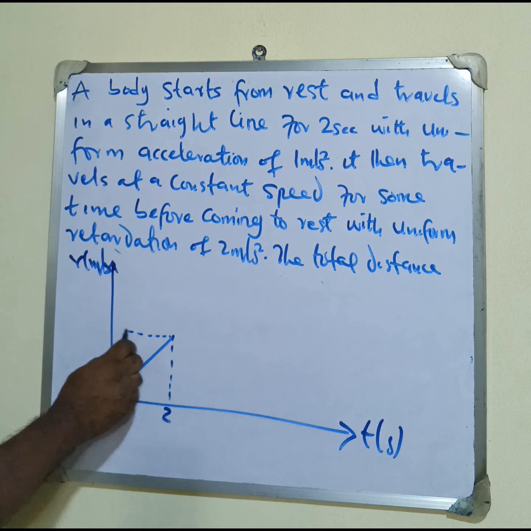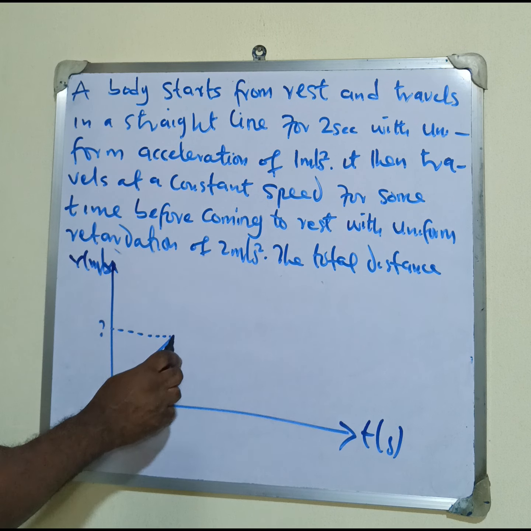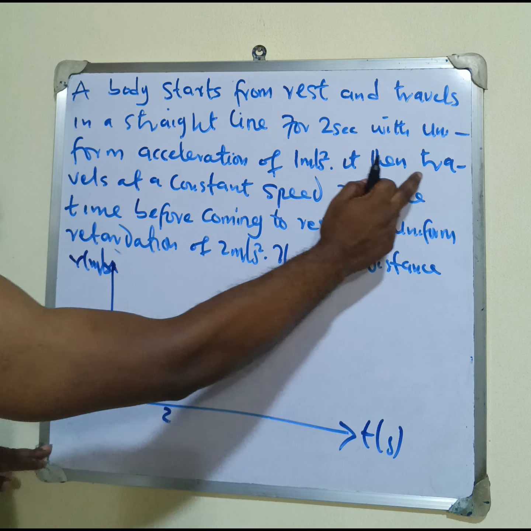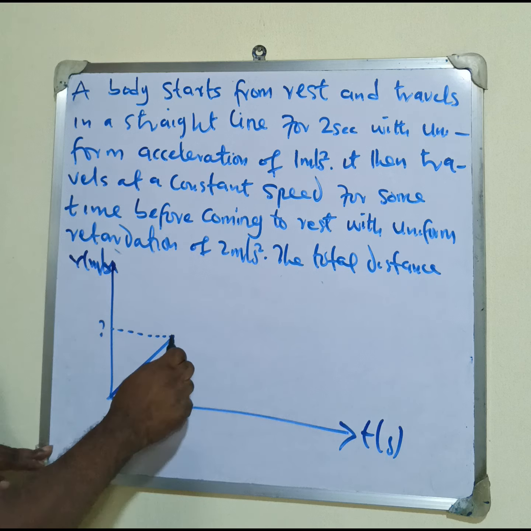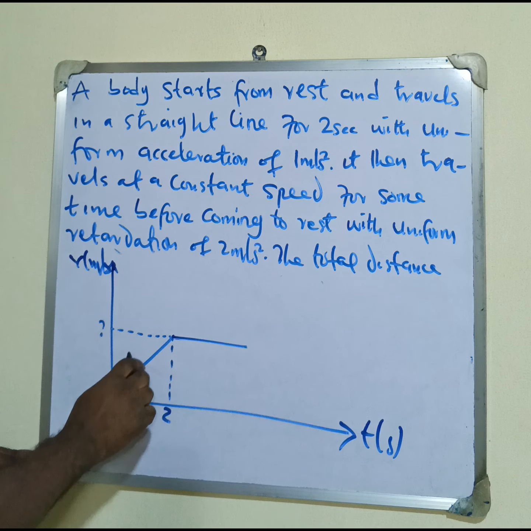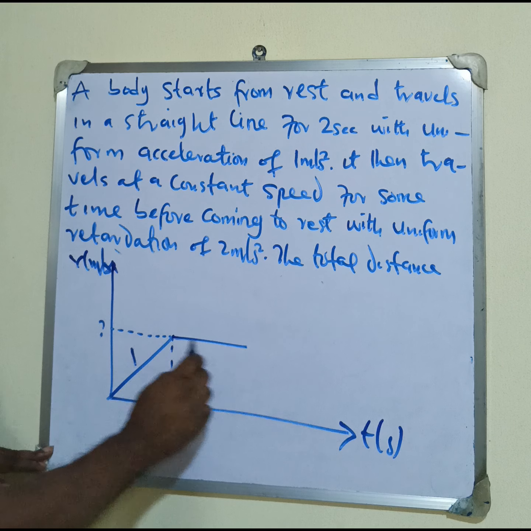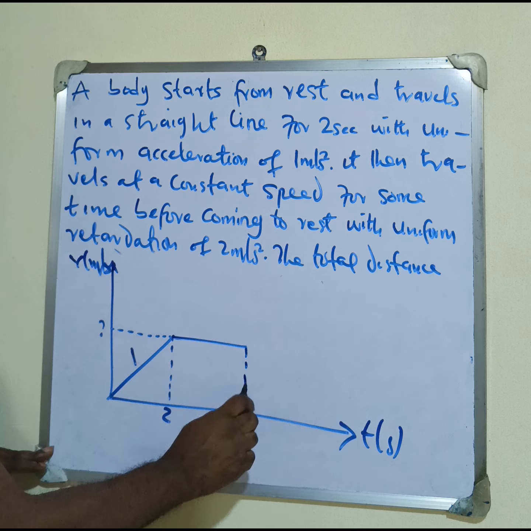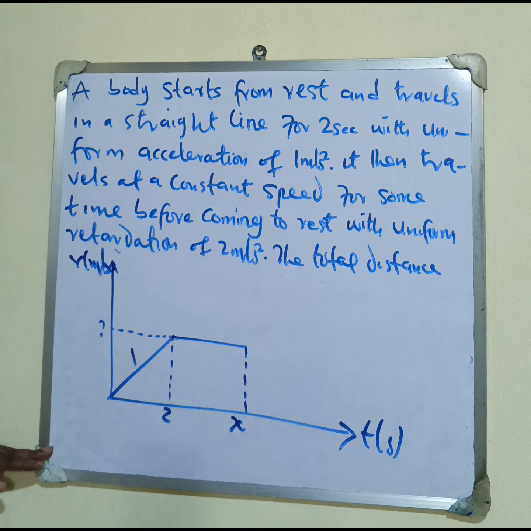Then we don't have the velocity at this point. On getting here, you then travel at a constant speed, that is a straight line. So don't forget you are given the acceleration here, which is 1 meter per second square. Before you now travel at a constant speed for some time, which we don't know. Some time, let's call it X. We don't know that some time.